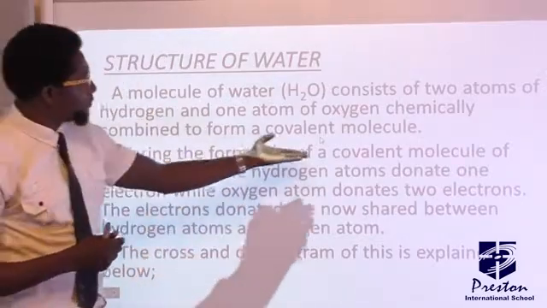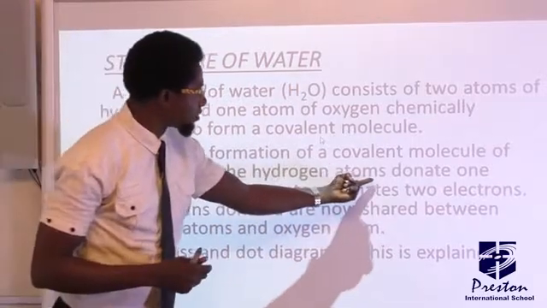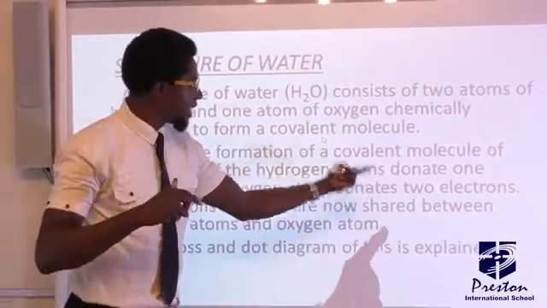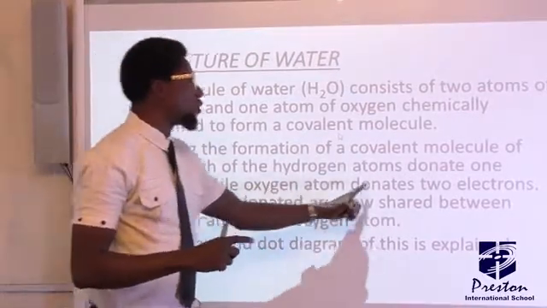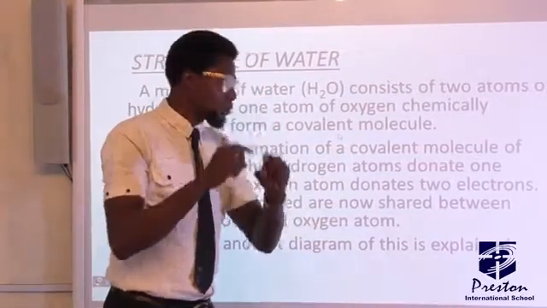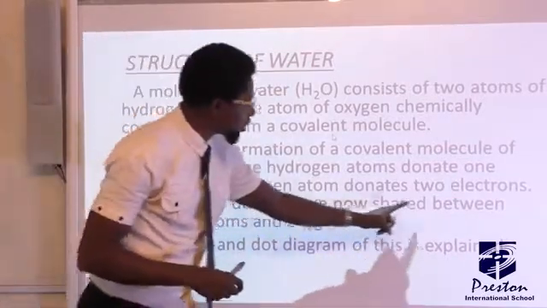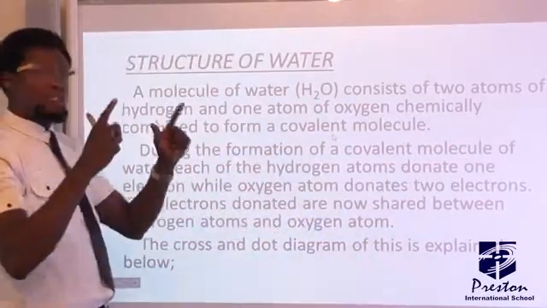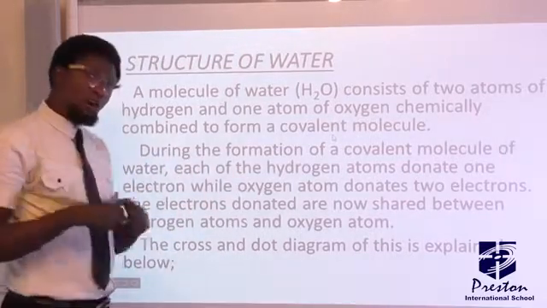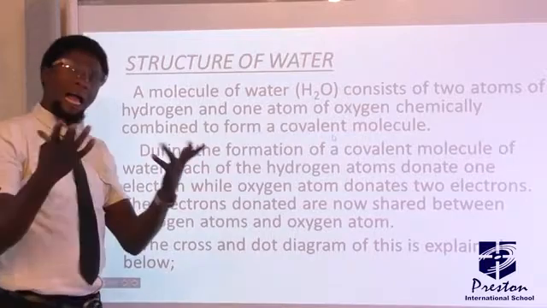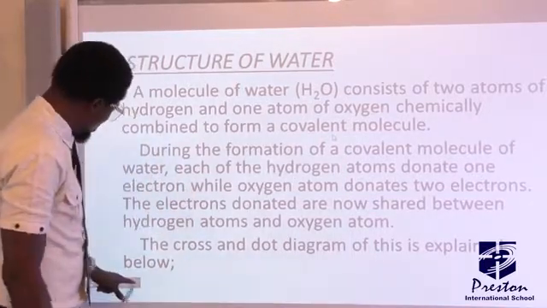During the formation of a covalent molecule of water, each of the hydrogen atoms, don't forget you have two hydrogen atoms there, will donate one electron, while the oxygen atom donates 2 electrons, so that it obeys the octet rule. Then the electrons donated are now shared between the hydrogen atoms and the oxygen atom. Now let's quickly look at how you draw the cross and dot diagram of this explanation. That's one of the high GCSE questions anyway.